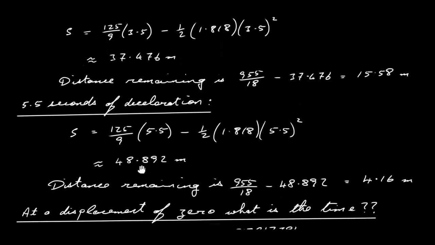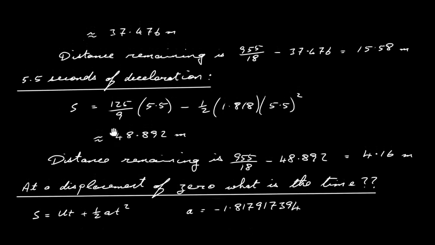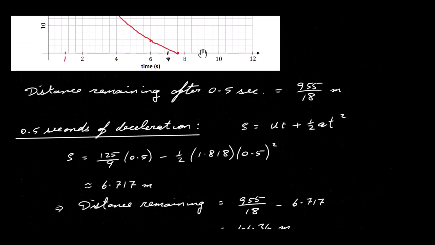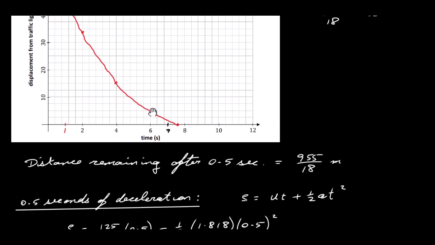Let's look at the last one I've done here, 5.5 seconds of deceleration. Stick in 5.5 and 5.5 in here, and you get 48.892. Subtract that from the total distance, and you get 4.16. So again, I plotted that here.